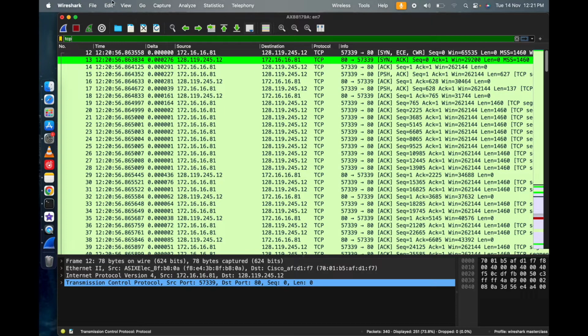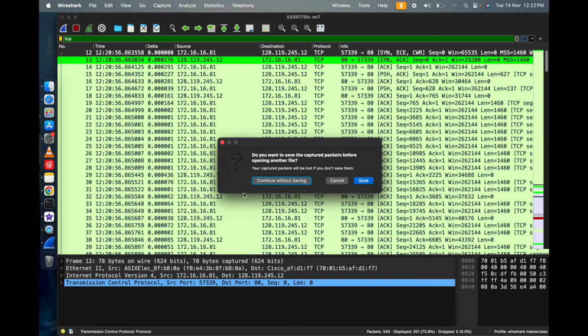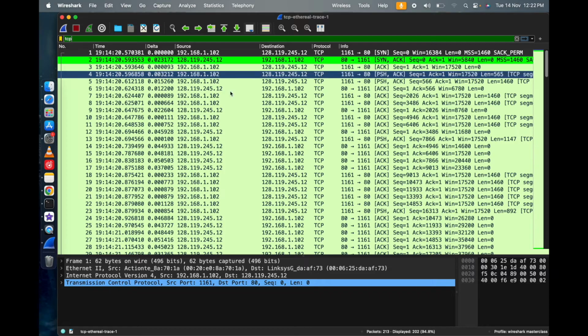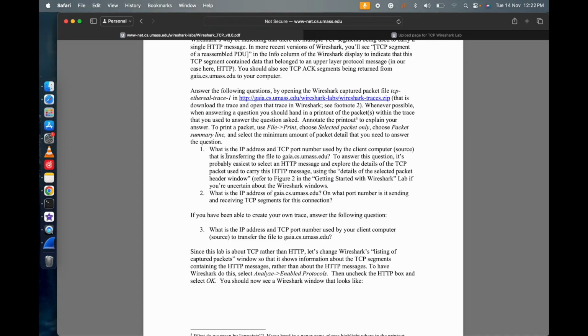What you have to do is just open the file of TCP ethereal trace, and once you have got these packets, you'll just answer the questions. We'll just start answering the questions. So firstly, what's the IP address and the TCP port number used by the client computer that is transferring the file to the website?